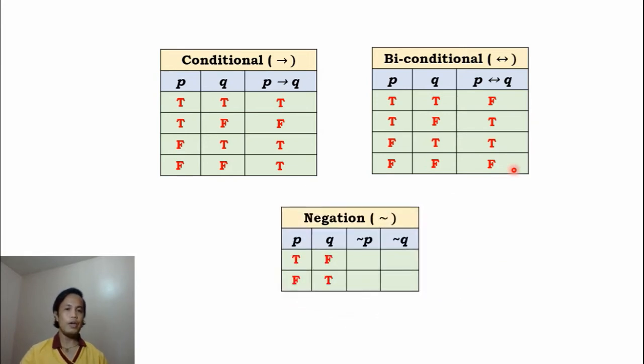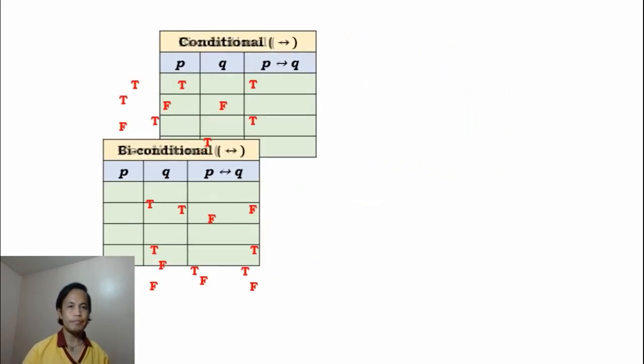Of course, the same, we have both statements P and Q, the negation of P and the negation of Q. If P is true, the negation of that is false, and if P is false, the negation of that is true. And for Q, the negation of false, of course, is true, and the negation of true is false. Okay, let's proceed to our examples.